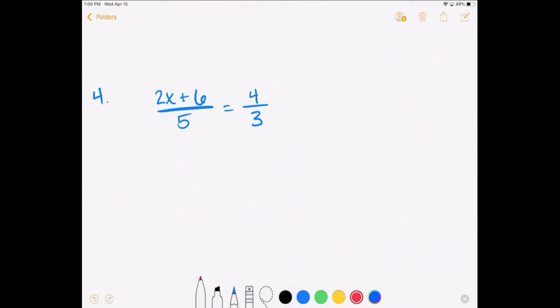And then the last one, there's a fraction on both sides. Look at that. Left side's one big old fraction. Right side is a fraction. It's not a big fraction, but it's a fraction. So whenever both sides are a fraction, we're going to cross multiply.